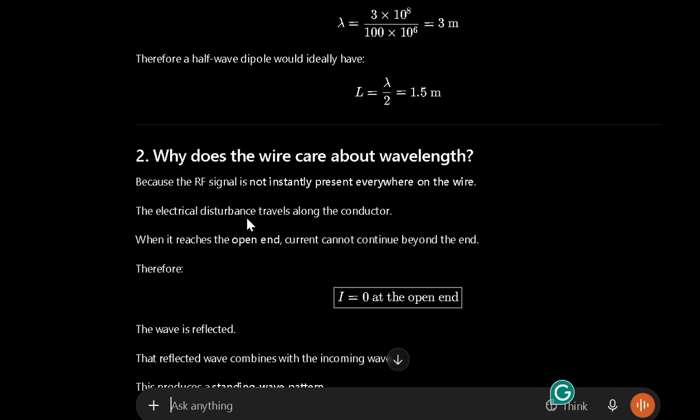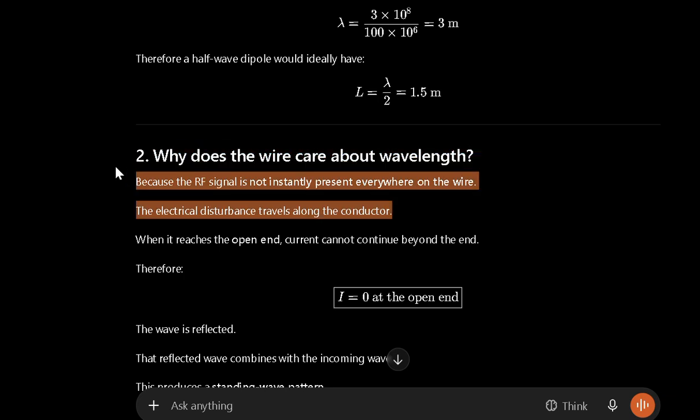Here the wire means the antenna, not the transmission line. The electrical disturbance travels along the conductor. When it reaches the open end, current cannot continue beyond the end. Therefore, I equals 0 at the open end. And the RF signal is not instantly present everywhere on the wire, because here wire means the antenna.